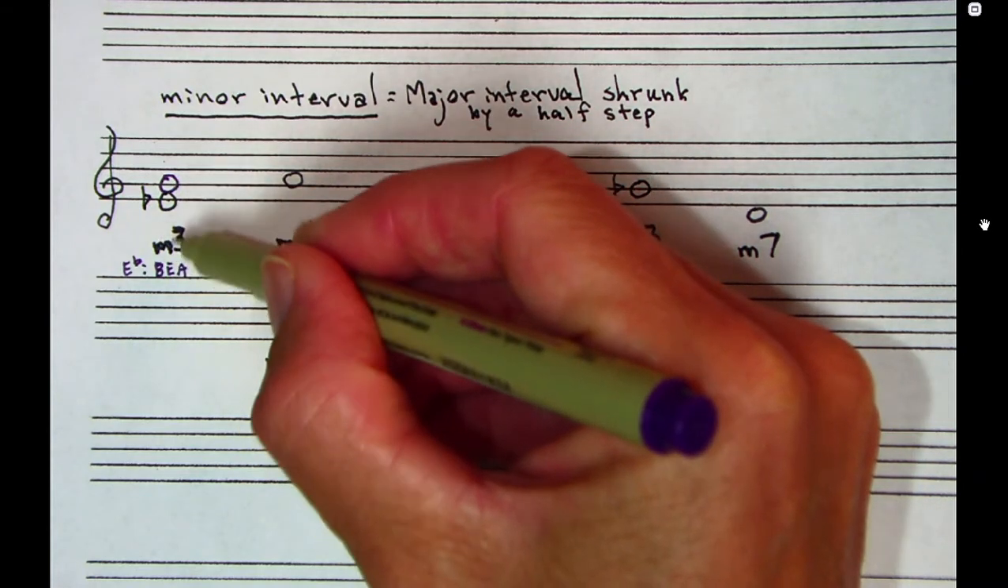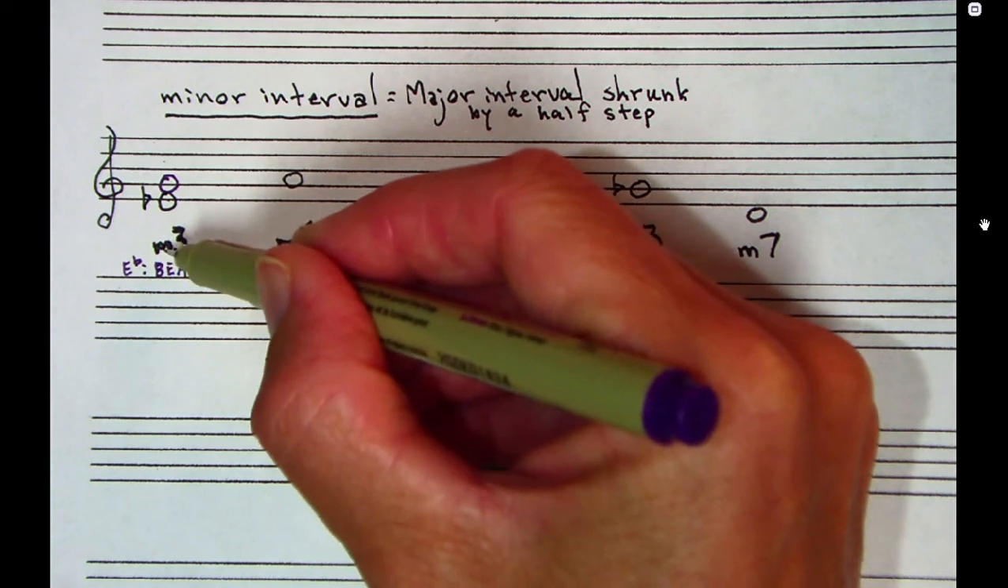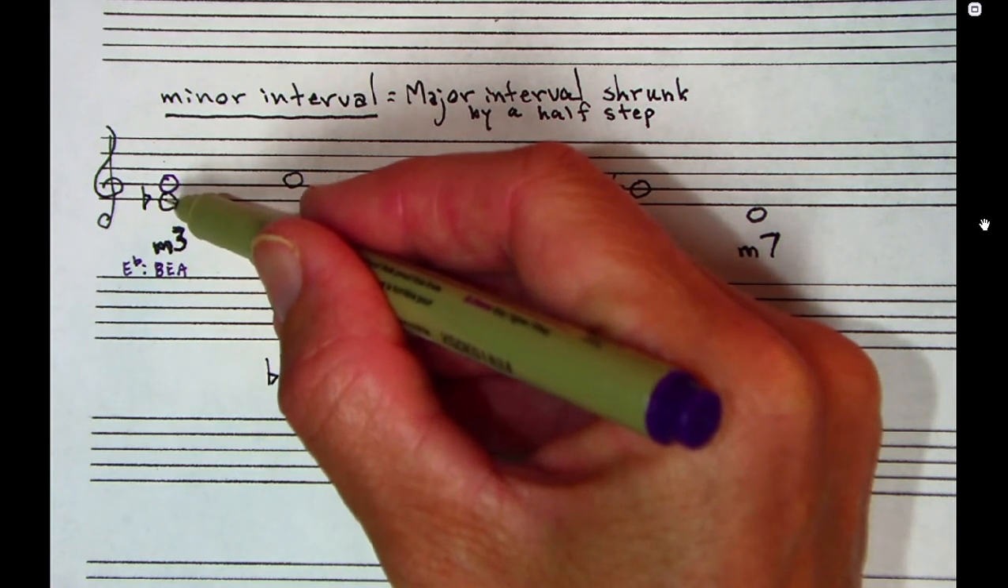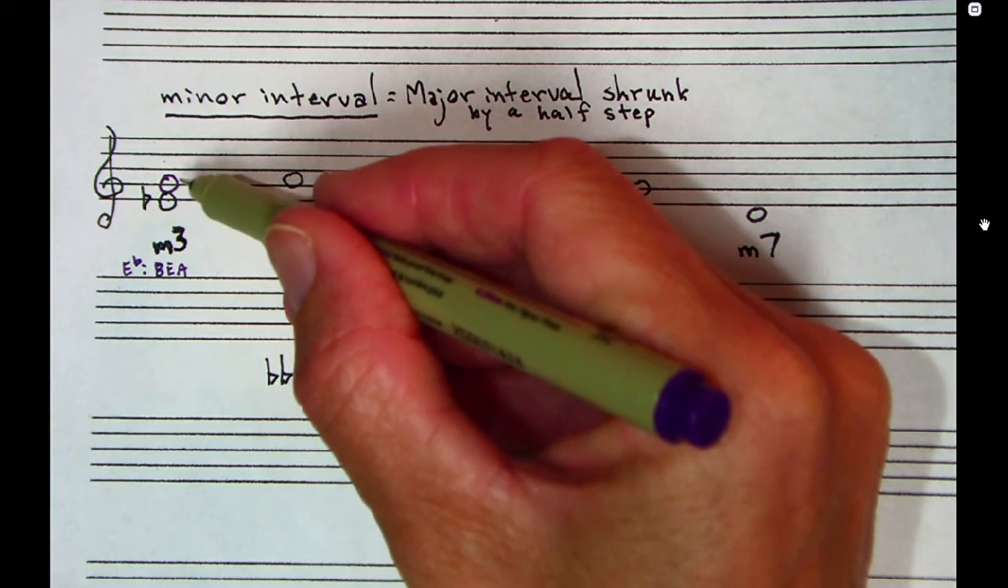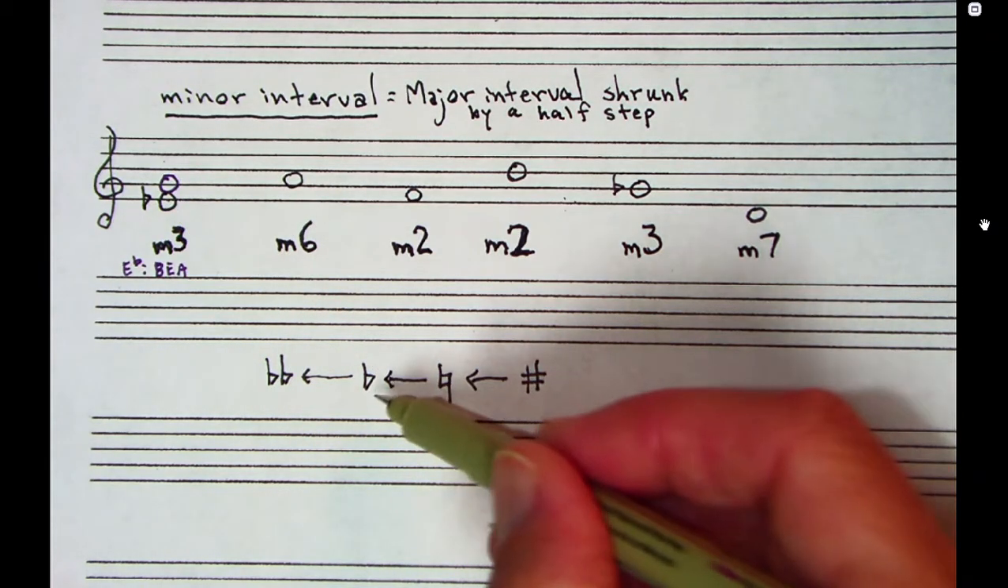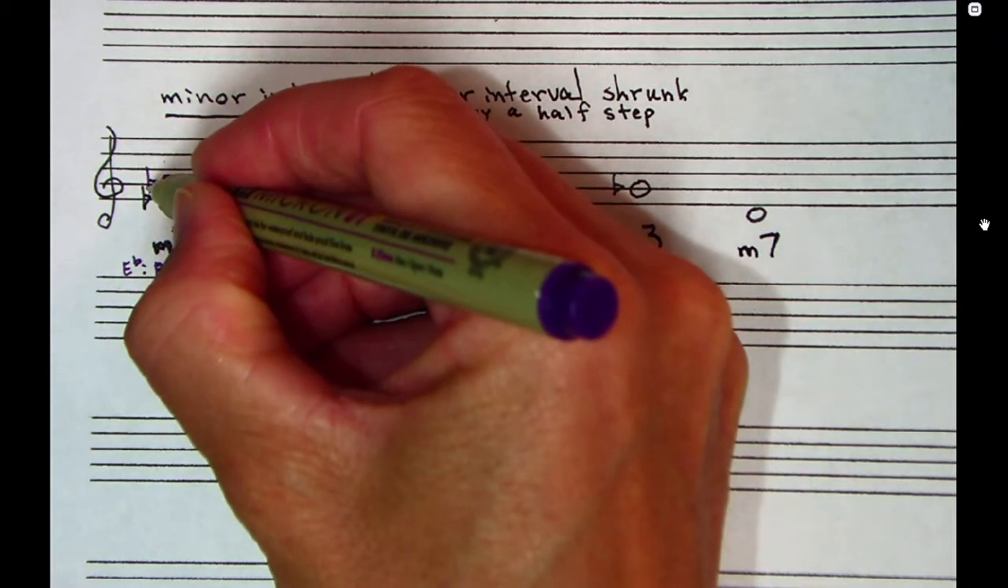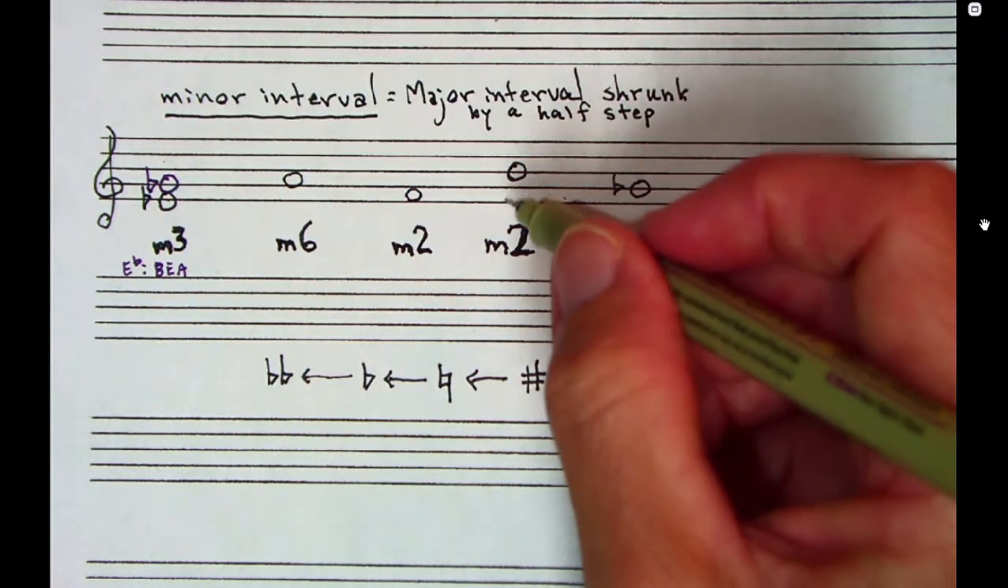If this were a capital M, I would be finished, but this is a lowercase m, so I'm going to lower it out of the key a half step down. Right now it's a G natural, so I'm just going to add my flat. So now it is a minor third. E flat to G flat is a minor third.